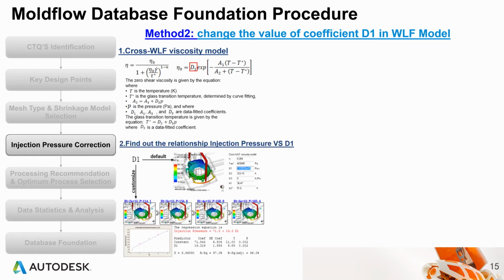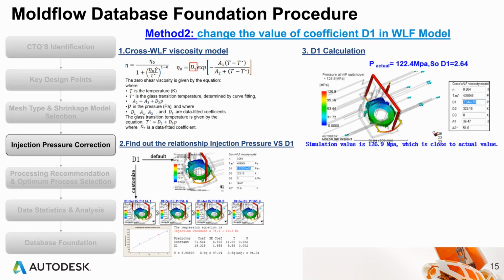And then we simulated many times, setting D1 with different values. And we can find the regression equation between injection pressure and D1. Next, we know the actual pressure in actual process. Based on the actual pressure and the regression equation, we can work out D1 easily.